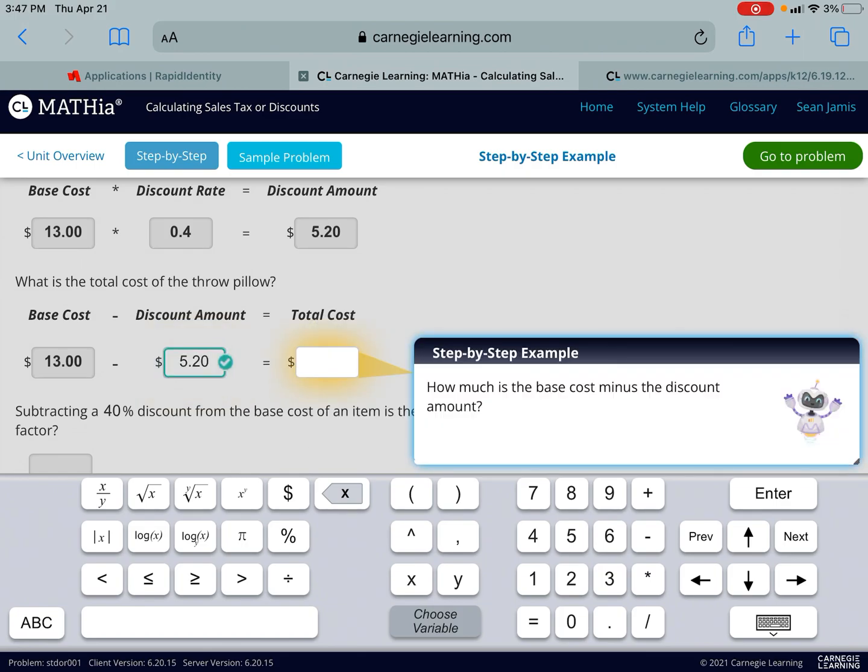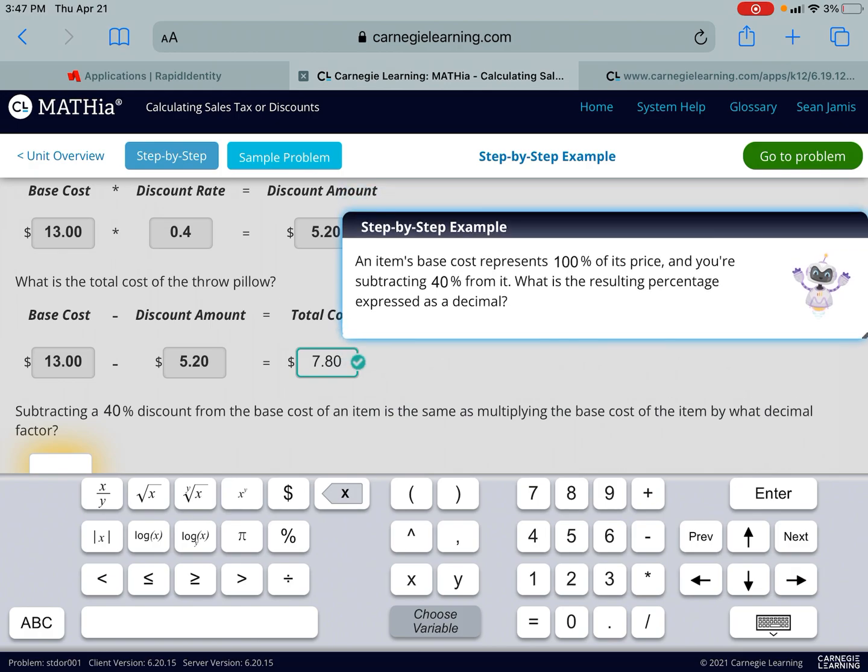How much is the base cost minus the discount amount? So we could do 13.00 minus 5.20. And that gets 7.80.